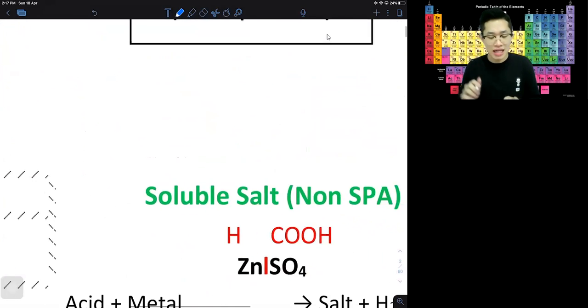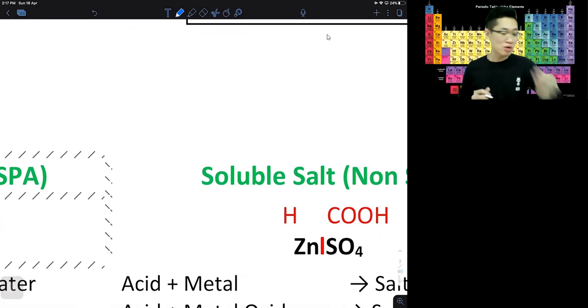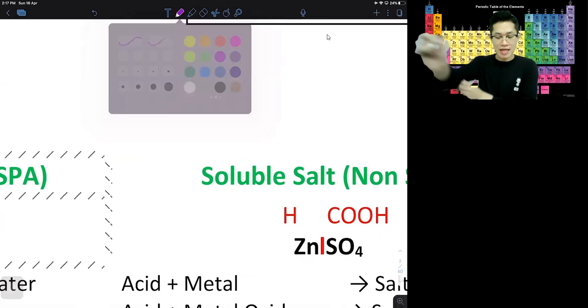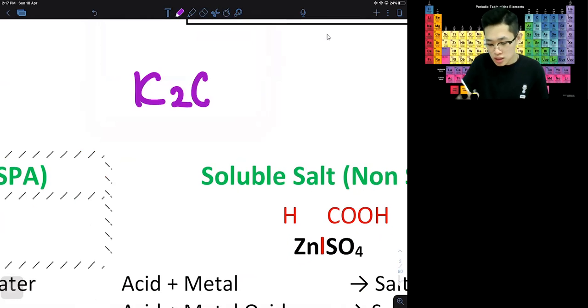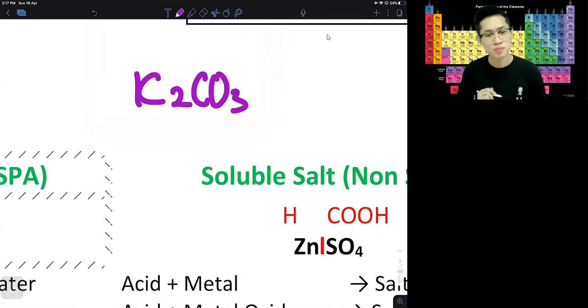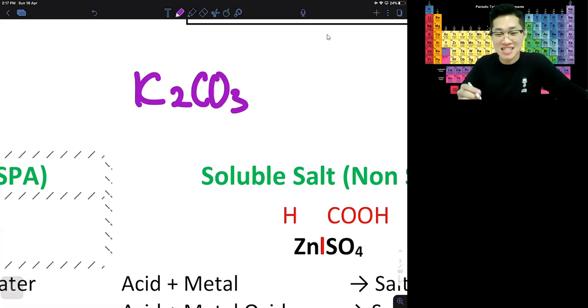I will give you a lot of examples. I want to make sure you can understand this whole thing. Let's say K2CO3, soluble or not? Yes or no? By answering my question, I will know whether you understand or not. It doesn't matter if your answer is wrong. Whether you are my student or not, you can give me an answer. Please give me an answer.